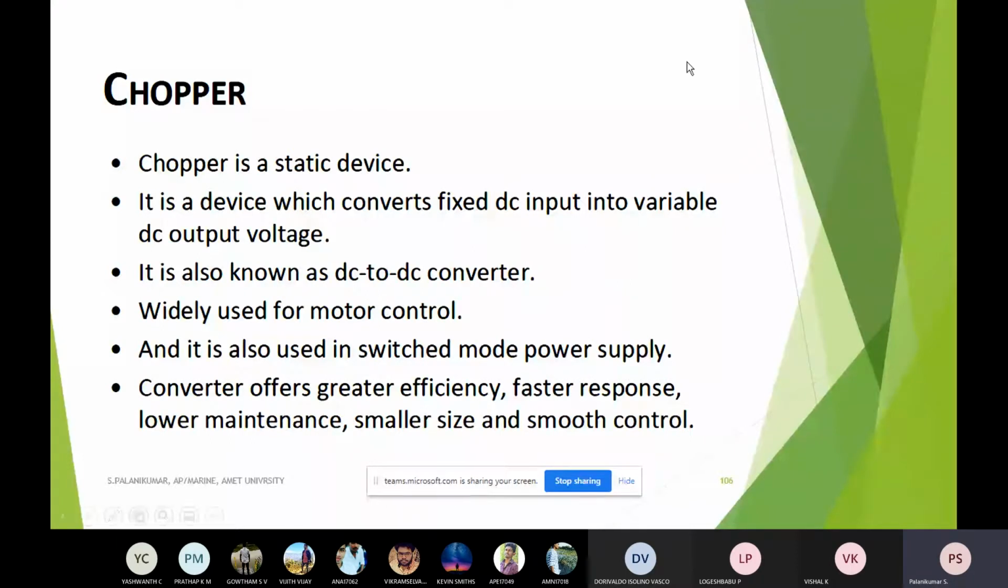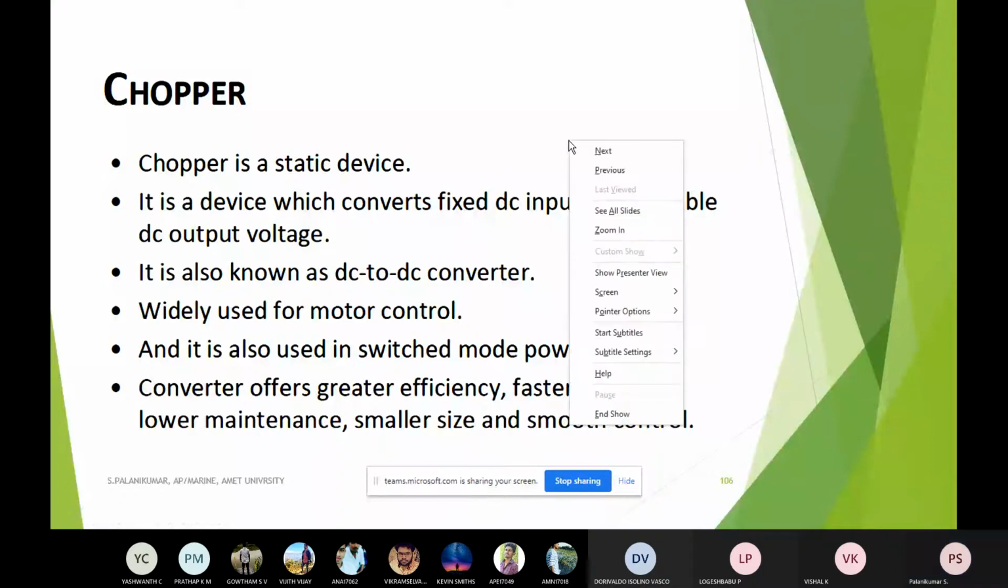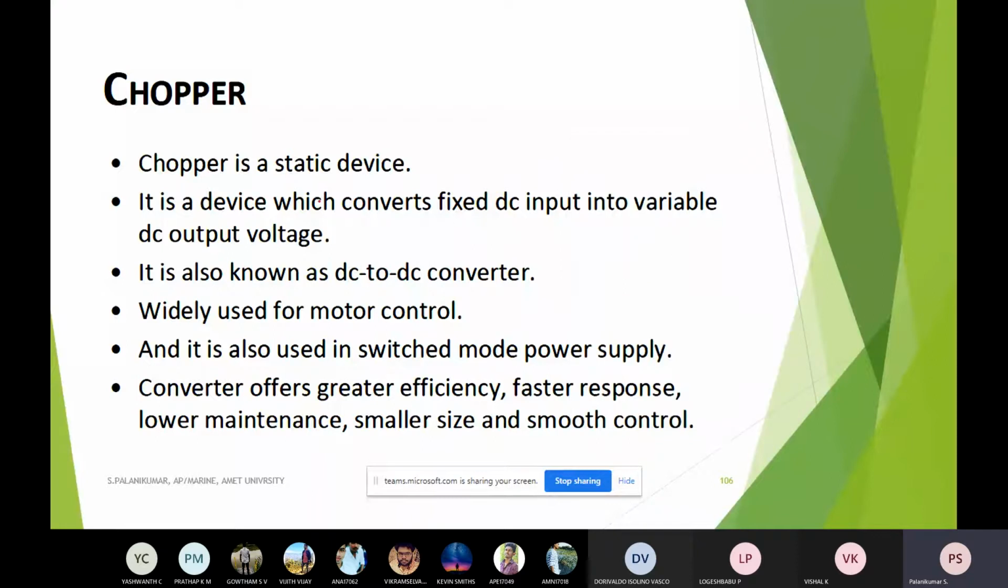So we have identified one such circuit, the chopper. I already explained how the chopper works. Here is a brief introduction and its advantages. The very first point is that it is a static device. There is no physical on and off operation; it is completely electronically controlled.